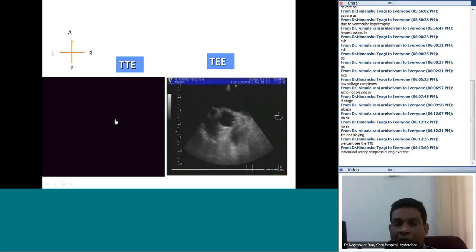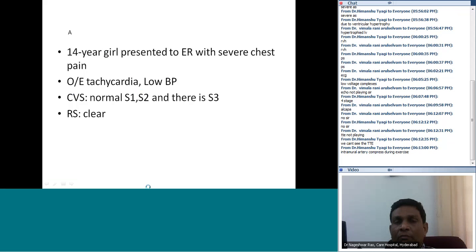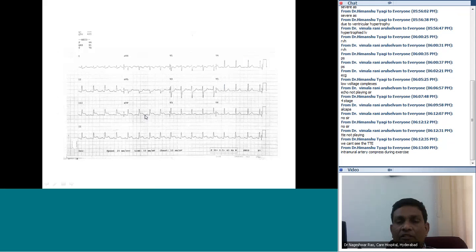So I am going to tell you a very interesting case now. This is a 14 year old girl presented to the ER. This is a story from 4 years back when I was in another hospital. She presented to the ER with severe chest pain. On examination there is tachycardia, low blood pressure, there is an S3 and the respiratory system is clear. This is the ECG. Can you see this ECG at least? Can you see the ECG and what is your diagnosis?